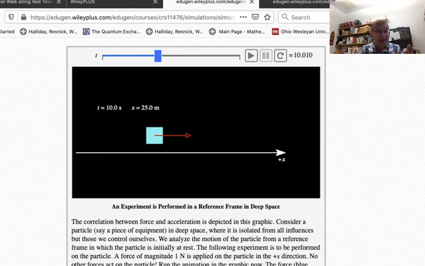So the force was acting, pulling on the box between t equals 0 and t equals 10 seconds. And afterwards, after t equals 10 seconds, and until the end of the animation, in which it completely disappears at t equals 25 seconds, no force. So the force acts for the first 10 seconds. Now I'm going to reset, and I want you to watch what happens to the velocity vector, the red arrow.